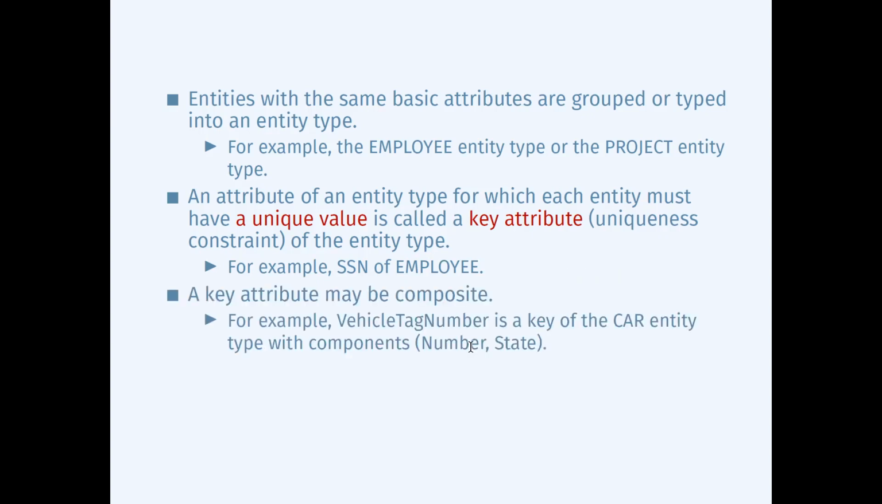Sometimes these key attributes, unique attributes, you might not be able to find with just one attribute. We might need multiple attributes. So when you have multiple attributes, we normally call it composite. So when you say vehicle tag number, right, you can have a number and a state. So different parts, which means it's composite.